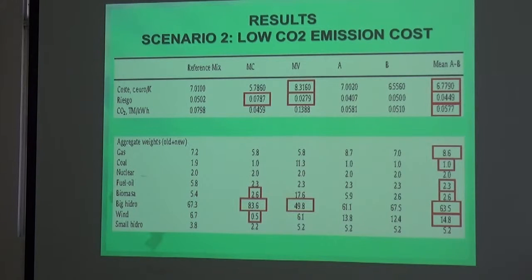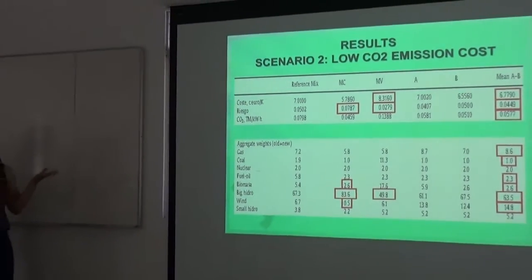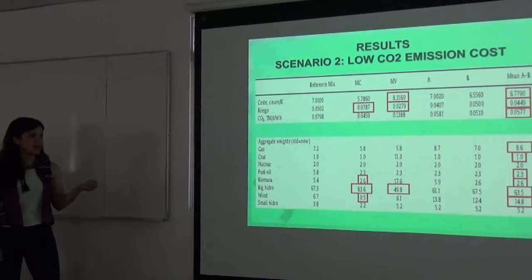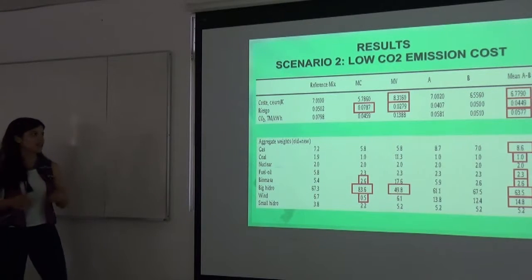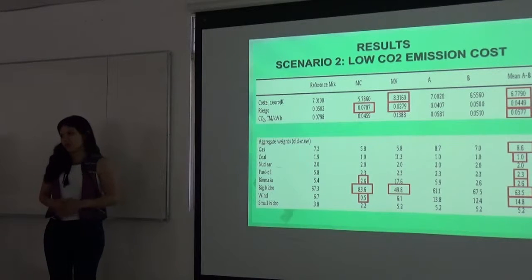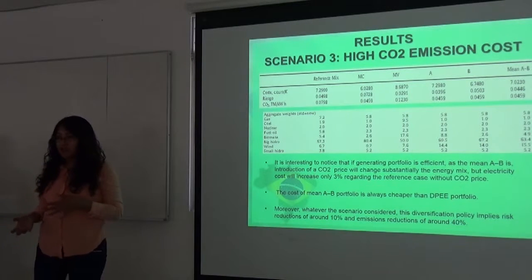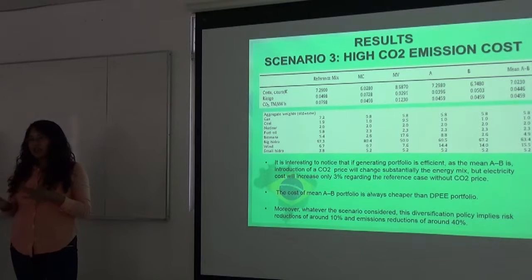Well, in scenario 2, the most important point is that with the introduction of a price on emission cost, the participation of oil and fossil fuel plants will decrease, and the predominance of renewable sources increased in all kinds of portfolios. In this case, the most important is the diversification in the GPE portfolio, because it implies a risk reduction of around 10%, making the portfolio more efficient.